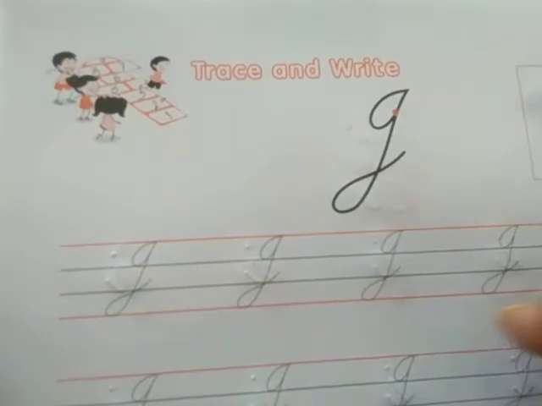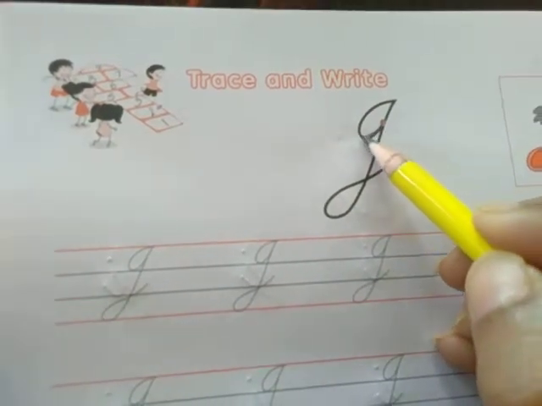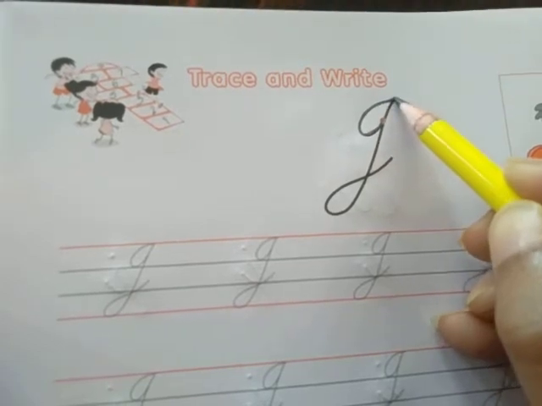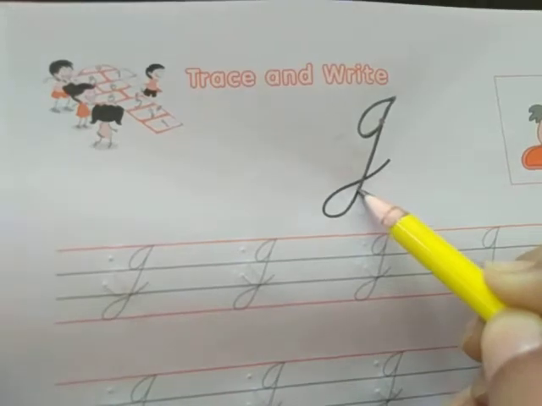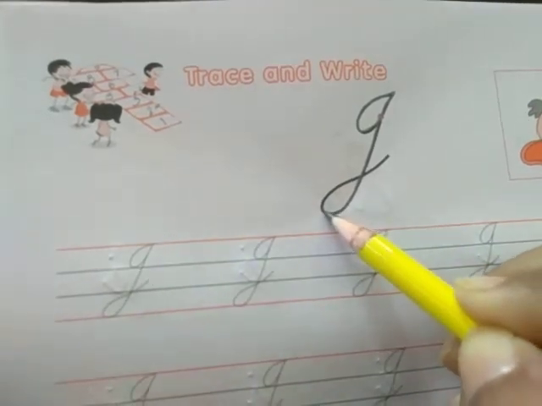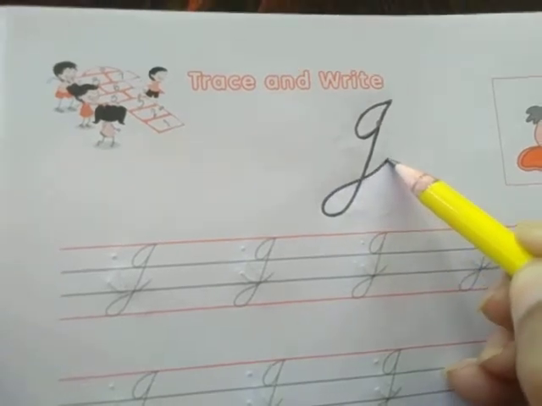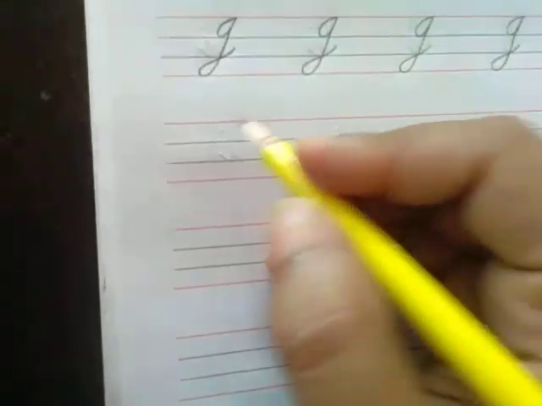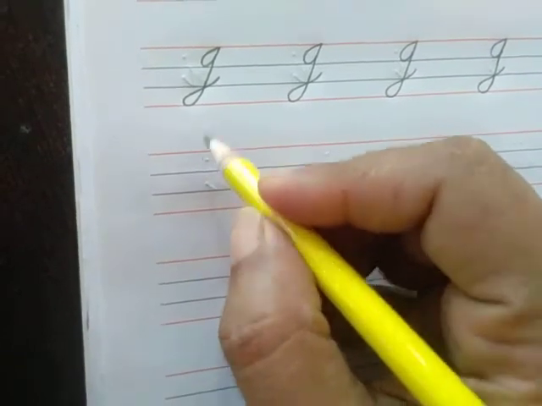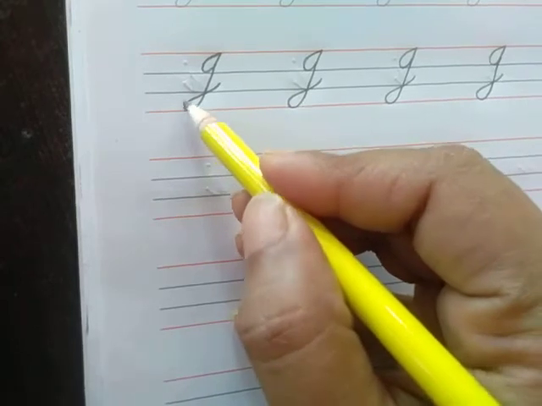The J is like I only. From the same point you have to start like this. See here. But the difference is you have to go up to line number 4, and from here you will take a curve and cross this line like this. So letter I and letter J are the same, but the only difference is that this line from the first line goes up to the 4th line.